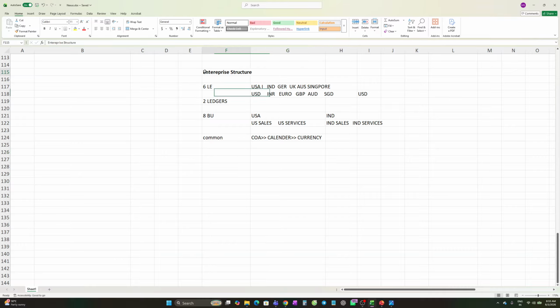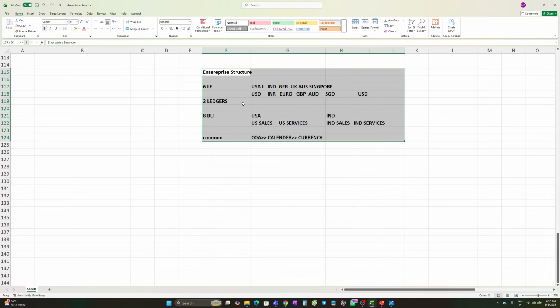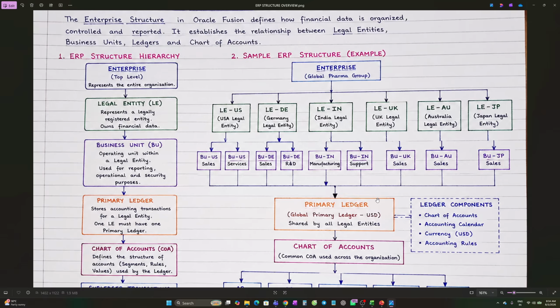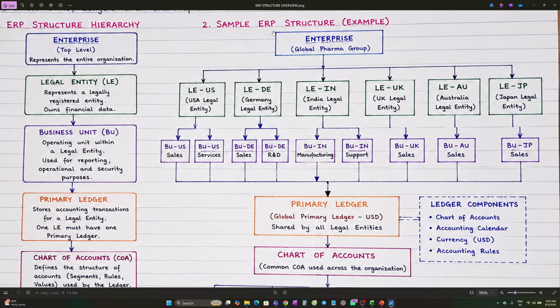So the same example I can show you in the notes. In this enterprise structure, you can see here directly. This is the sample ERP structure. The enterprise structure name is Global Pharma Group. Under the Global Pharma Group, we have six legal entities: legal entity US, legal entity Germany, legal entity India, legal entity UK, legal entity Australia, legal entity Japan.